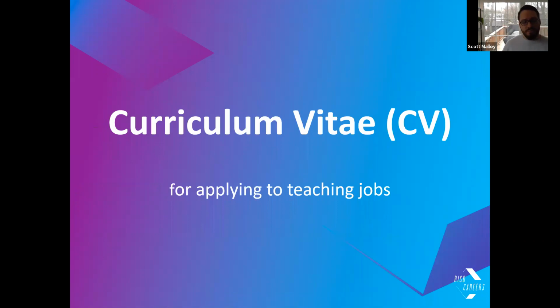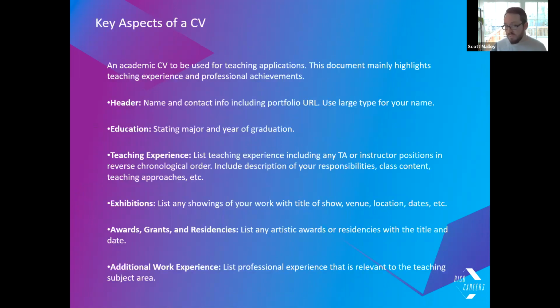So the last version is that CV, or again, that kind of academic teaching position type resume, or a resume for applying to an academic teaching position, I should say. So again, some similar formatting elements as what we've seen before, but really a couple of key differences. So starting with a header and education section still makes sense.